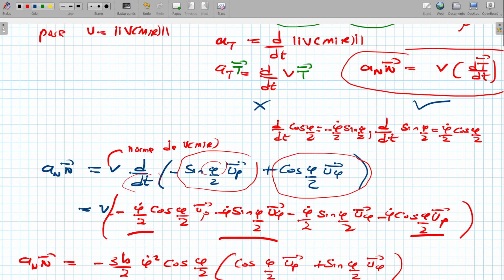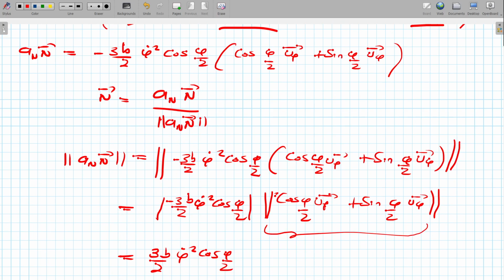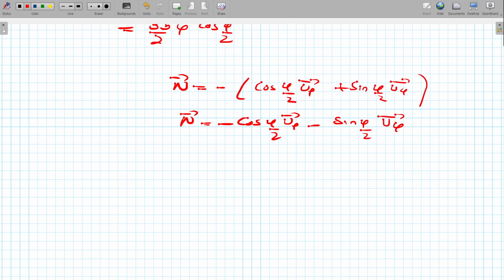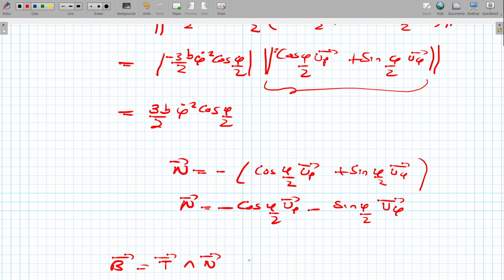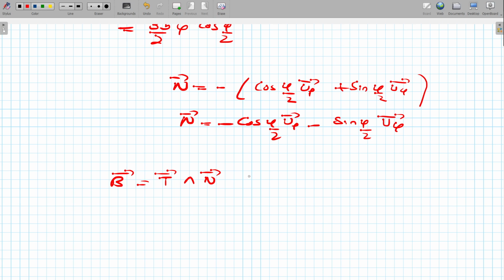It's very easy. Okay, so let's look at the fourth. There's one more vector we are supposed to find. It is the vector b. Since we have t and n, we know that b is the vector product of t and n. So how are we going to calculate the vector product? It's very easy.